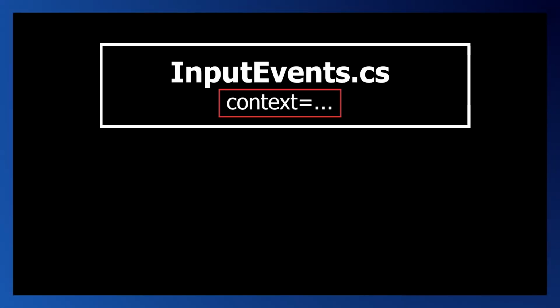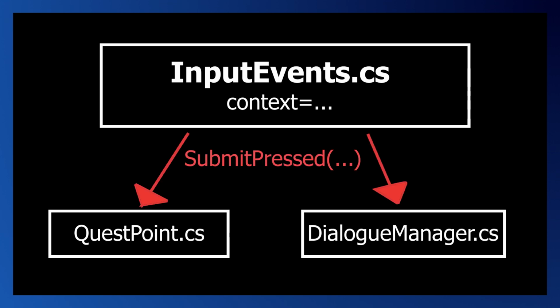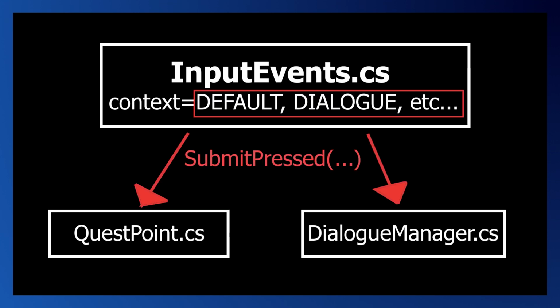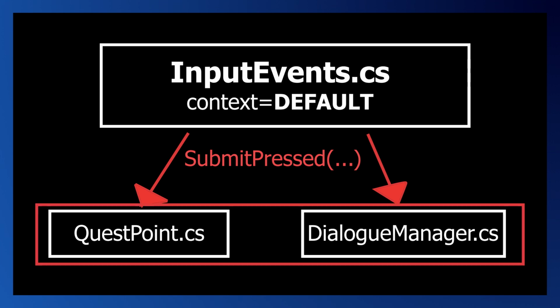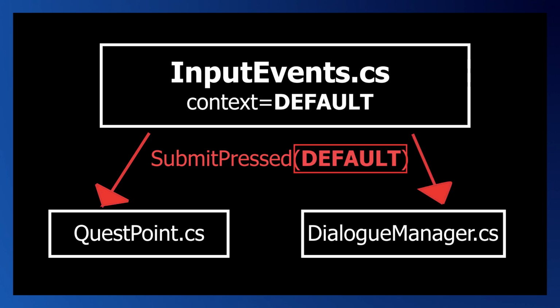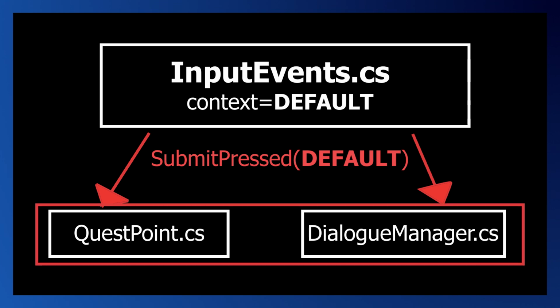So instead, a different approach we could take is adding the idea of context to our input events. That means for button presses that can affect multiple things at once, we'll pass along an enum value for the context, for example default or dialog. Then we can change the context appropriately when we enter or exit dialog, and then any other script that takes in that input event will have the appropriate context, at which point each script can use that context to determine if they should handle that event or not.